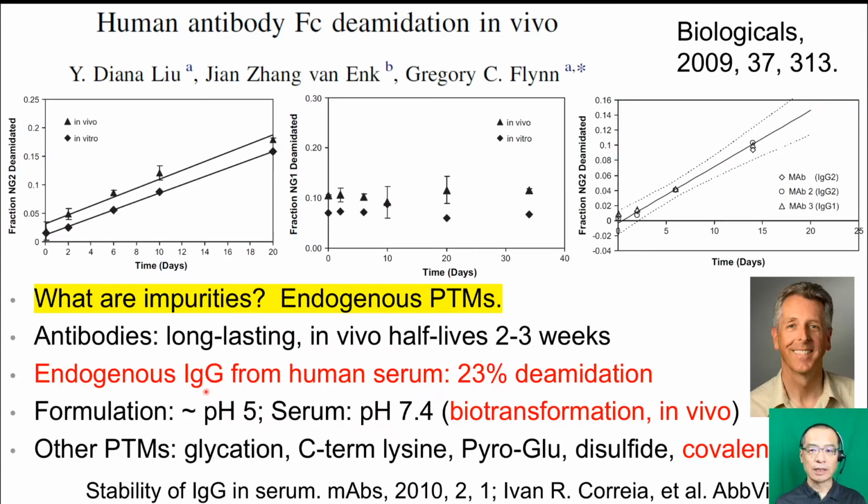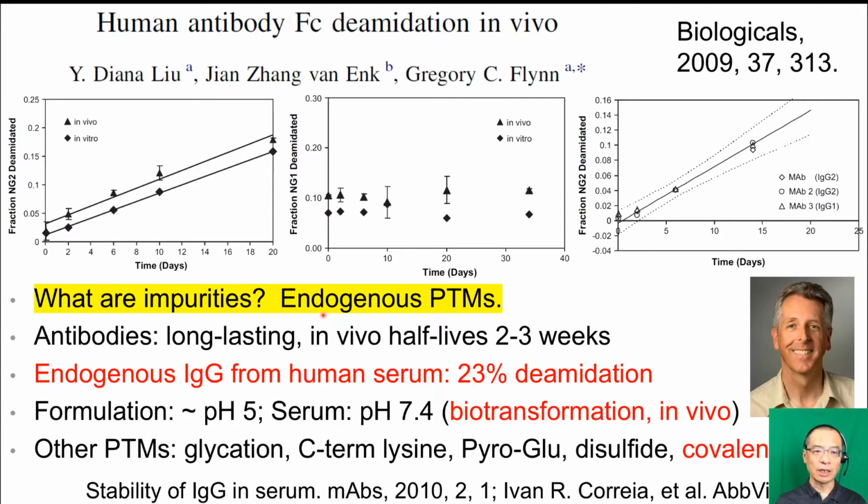So the first example is from Greg Flynn, who used to be a scientist at Amgen. Greg did a series of excellent work looking at various PTMs that are endogenous to human antibodies. This slide shows a particular one, deamidation, as you are all familiar with. There's a couple of things to note. So this goes to the question, what is impurity? Do we consider endogenously existing PTMs as impurity or something natural to the antibody platform in general?